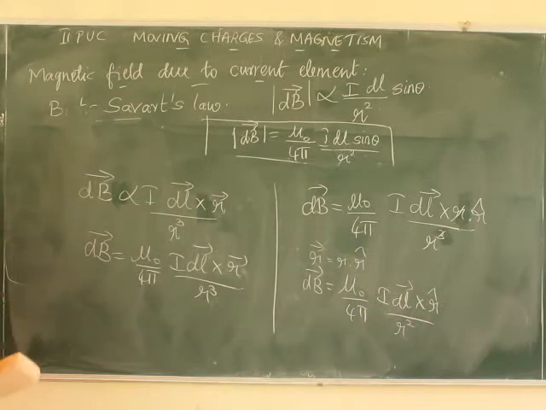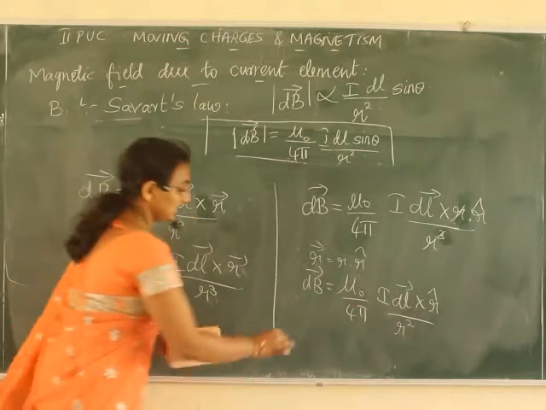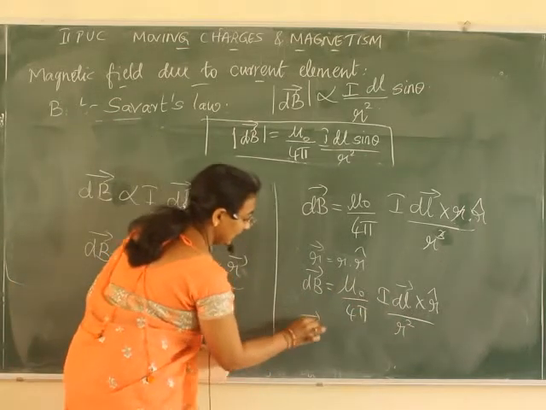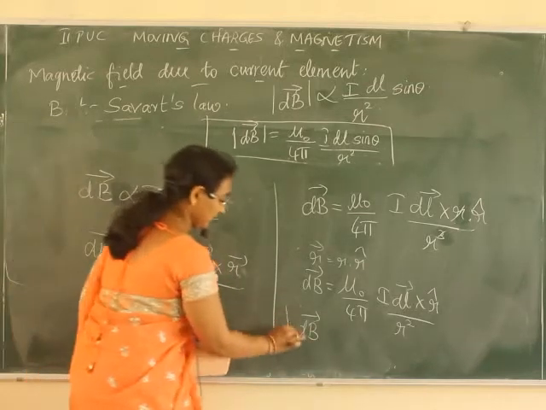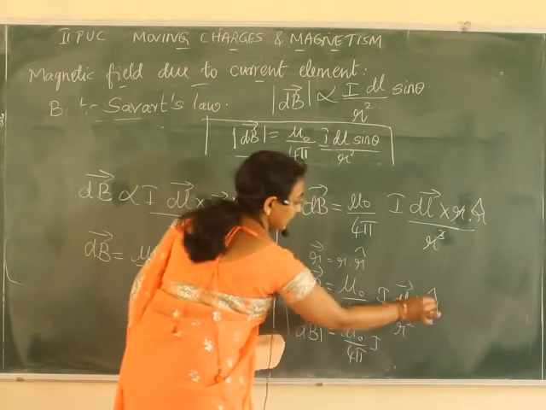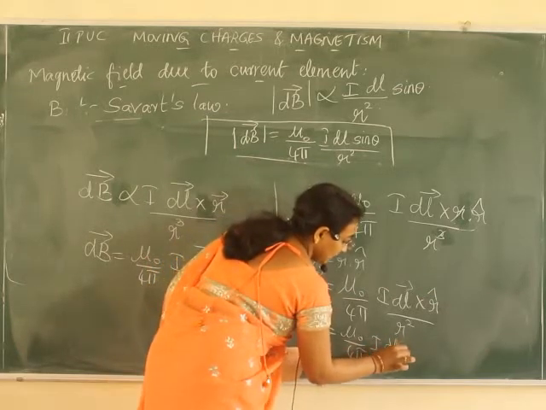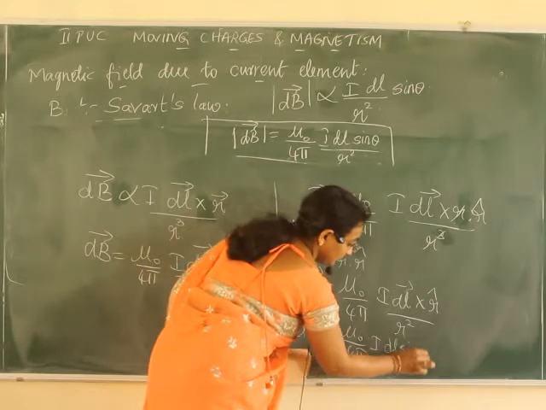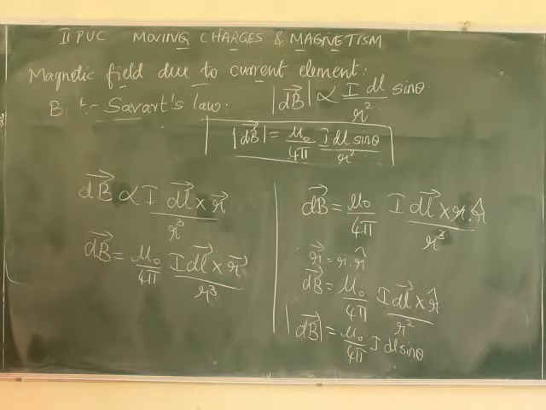Correct? Since theta is the angle between dl and r cap or r, whenever the cross product comes, it is nothing but sine theta. In terms of magnitude, when we write, it becomes mu naught by 4 pi I, dl vector cross r cap, which is nothing but dl sine theta, divided by r square.